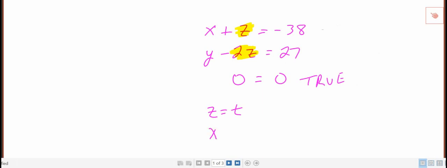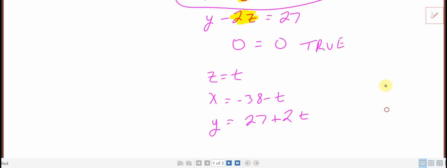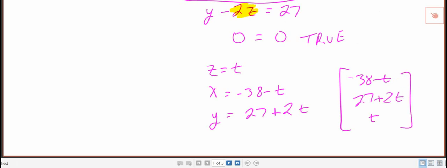Well, if that's the case, then x is negative 38 minus t, right? That's from this equation. I subtracted z from both sides. Now on the bottom one, that's going to be 27 plus 2t. So this tells me there's infinitely many solutions. All those solutions are negative 38 minus t for the first coordinate, 27 plus 2t for the second coordinate, and t for the third. And we can pick t to be whatever we want.